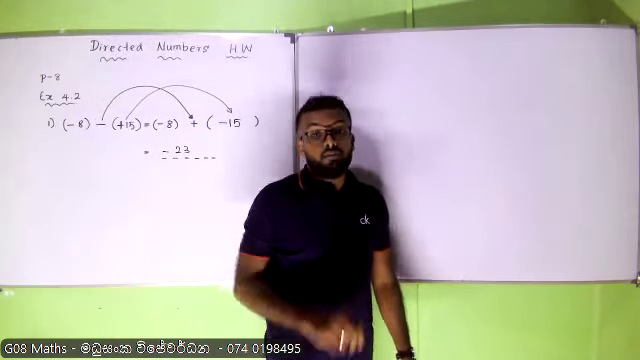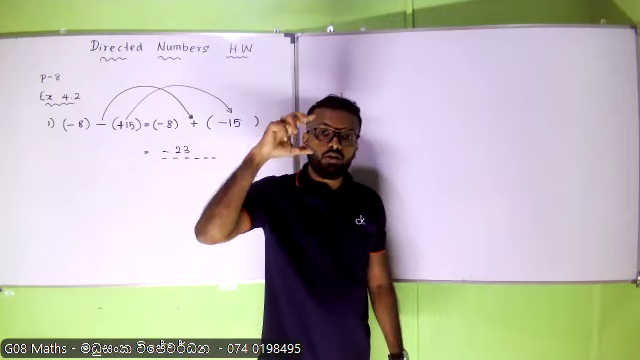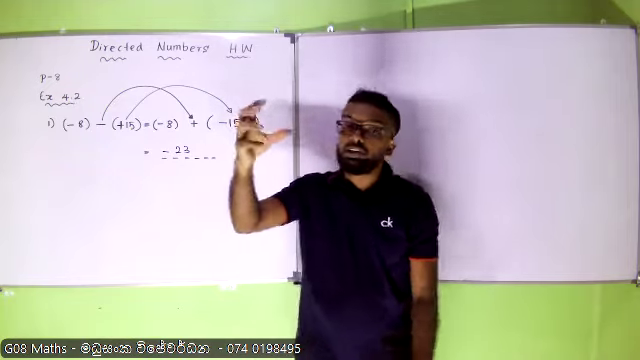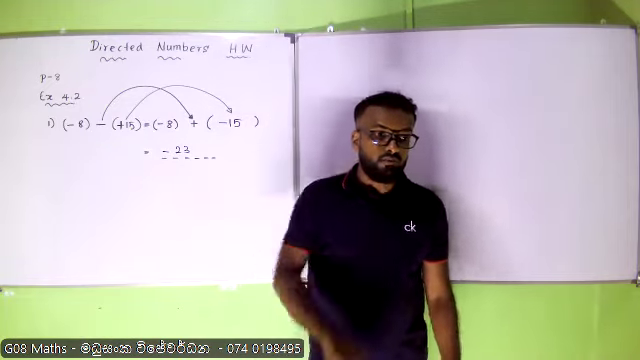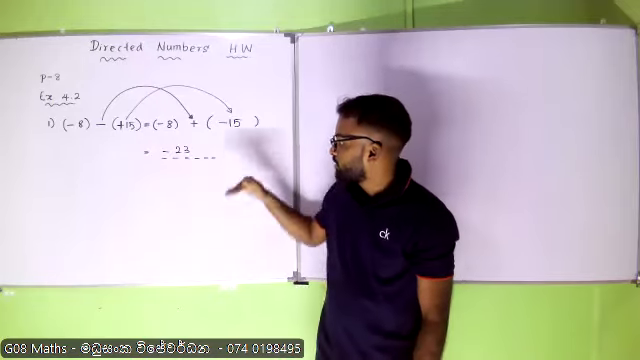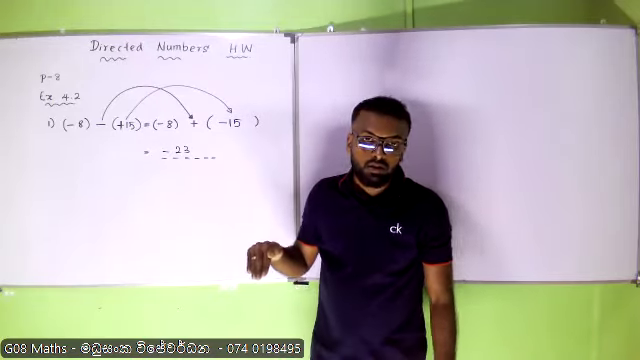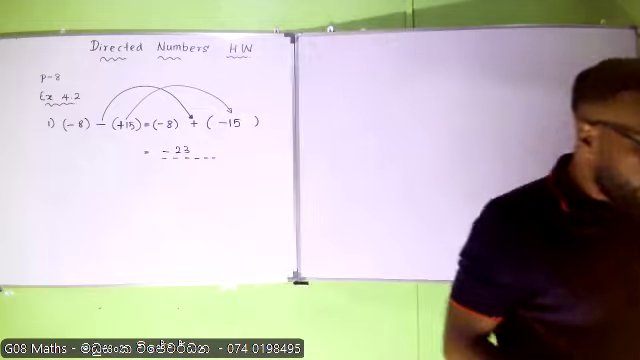That is how you are going to make logic with yourself. So that's it. So here it is negative 23, right? So then the next one.